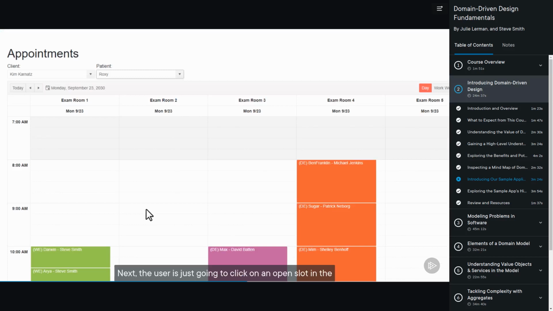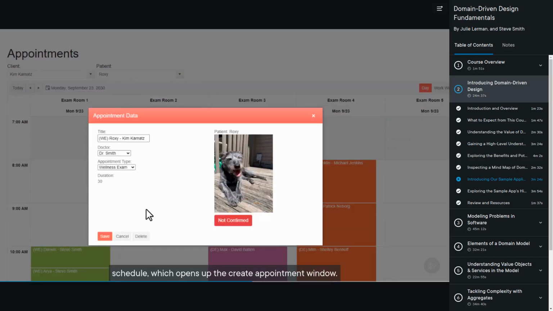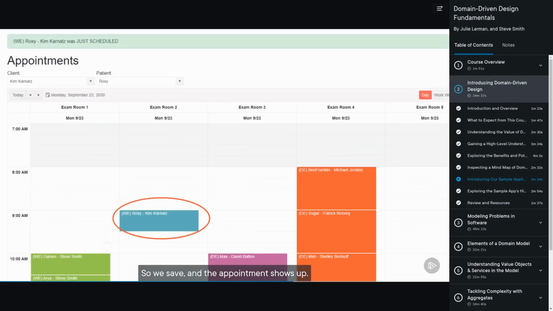Next, the user's just going to click on an open slot in the schedule, which opens up the Create Appointment window. Oh, Roxy, you're such a cutie. We can set up Roxy for a wellness exam with Dr. Smith. Now, notice before we save this appointment, it isn't yet confirmed. We'll get to that in a minute. So we save, and the appointment shows up.